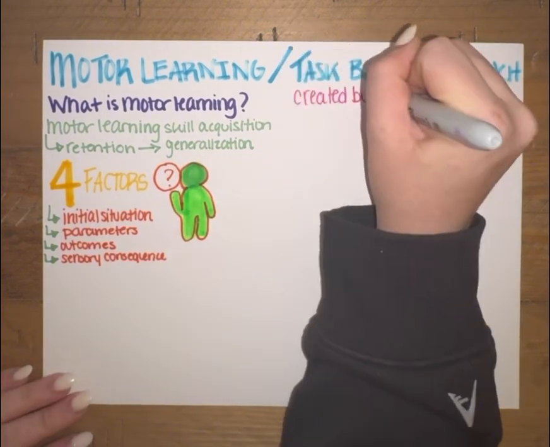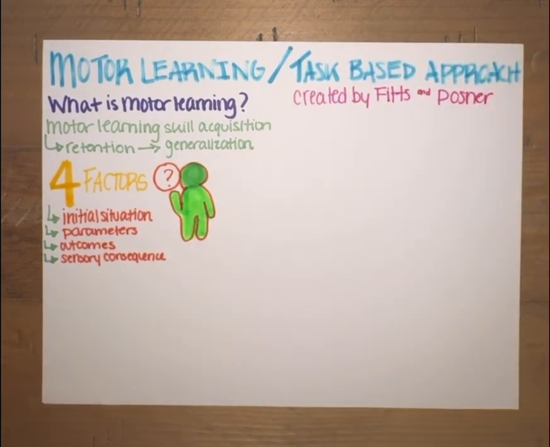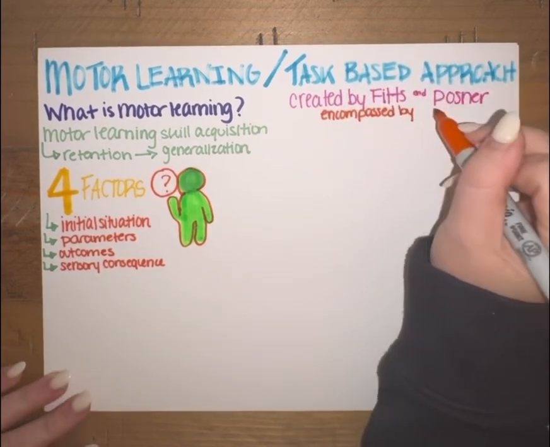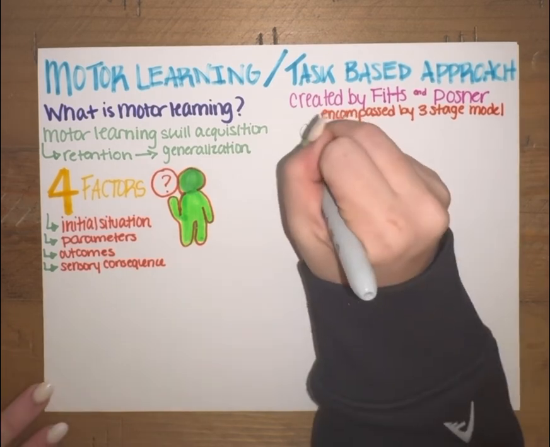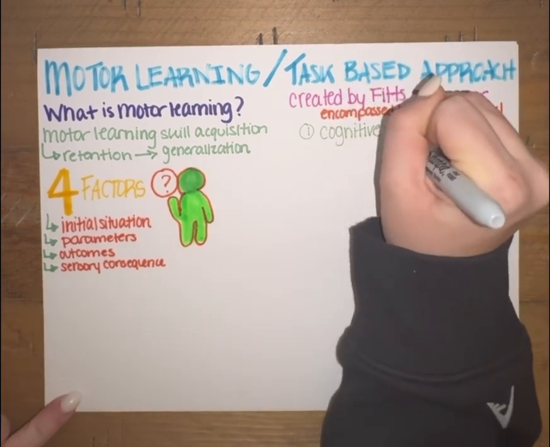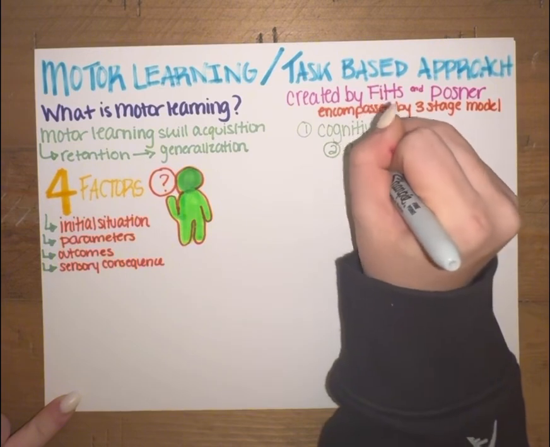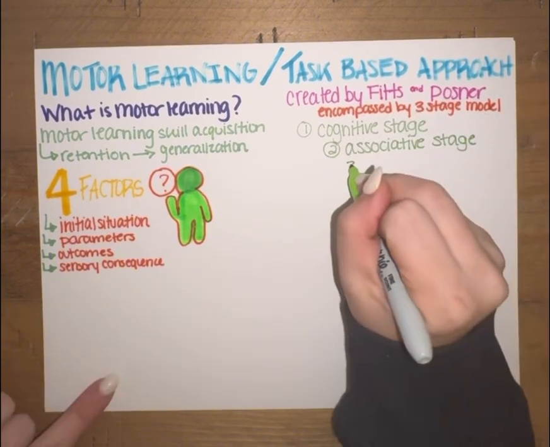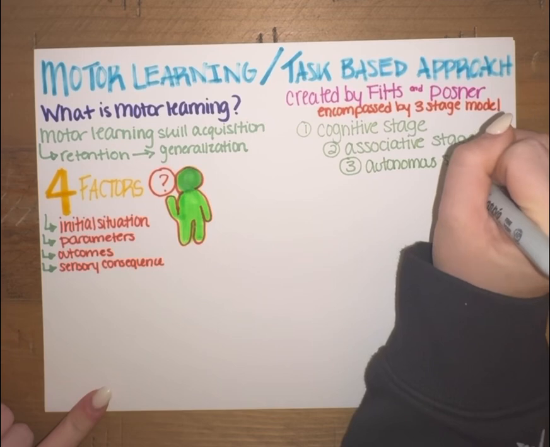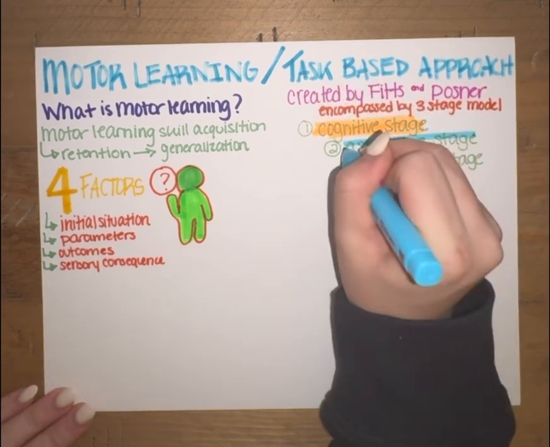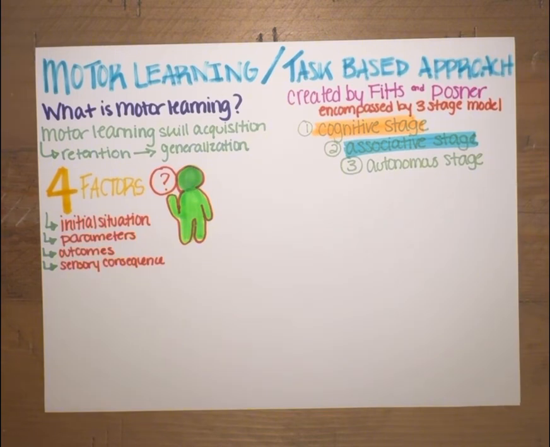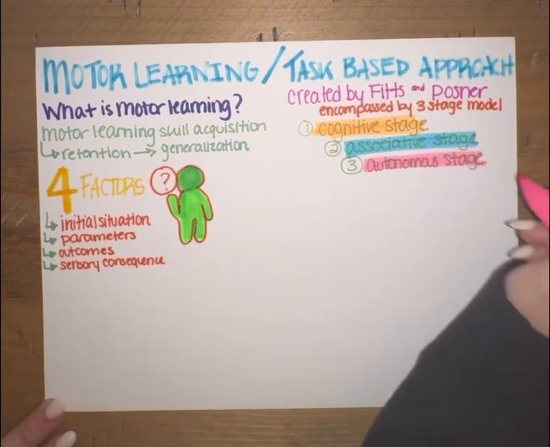The actual motor learning theory was created by Fitts and Posner, and it is encompassed by a 3-stage model. Firstly, we have the cognitive stage. Here, the patient develops a deep understanding of the task and the demands, skills, and strategies required to complete it. Secondly, there's the associative stage. Here, the client practices and refines their motor strategies for the task at hand. And lastly, the third stage is the autonomous stage. Here, the skill becomes automatic and no longer requires conscious attention.